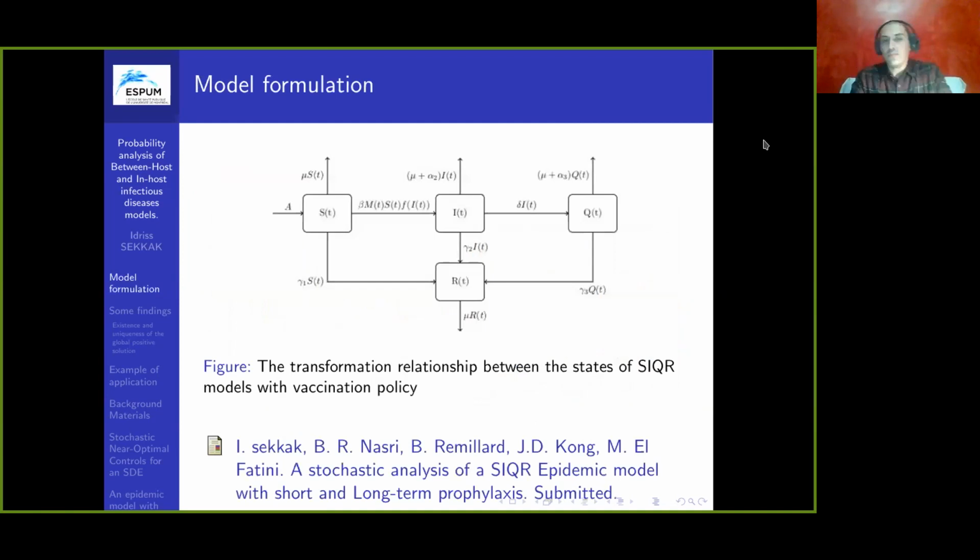The model that we investigated is the SIQR model, with four compartments. The first one is susceptible, then infected, quarantined, and recovered.